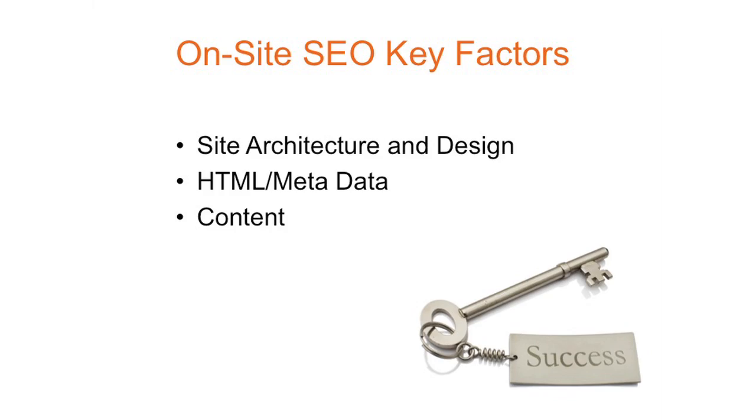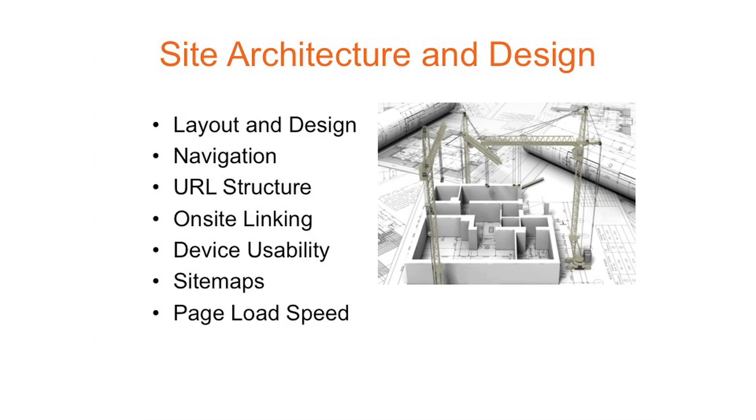To make sure your site is optimized to show up well in searches, let's go over 3 key factors of on-site optimization. Those being site architecture and design, so the structure of your website, HTML and metadata, so the backend data that the search engines read, and content, which should be written for the user. I will go into detail of each of these in the coming slides. Starting with site architecture and design, I'm going to cover these 7 areas within there.